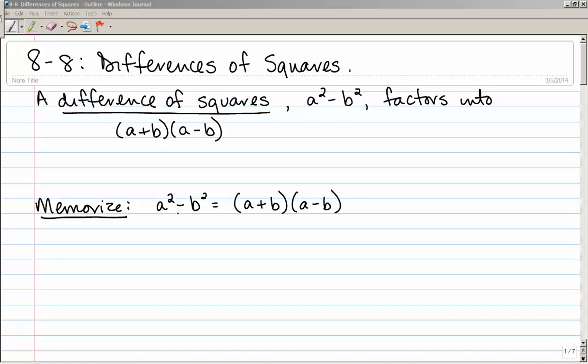A squared minus b squared equals a plus b times a minus b. And it's going to be a lot easier to factor something that looks like this if you've memorized this formula. Let's take a look at a couple examples.